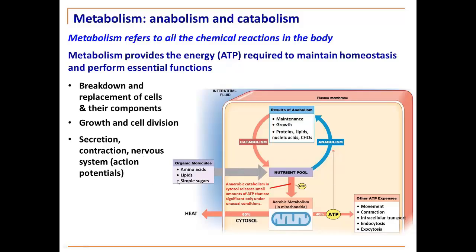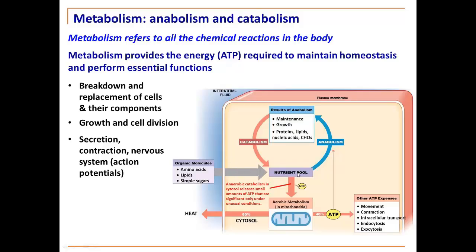So if we look at the little diagram that we've got at the bottom here, this is just showing a cell and around it the interstitial fluid, because that's the fluid that bathes the cells. And in there, you'll have some nutrients. So we've got amino acids, we've got lipids, and we've got simple sugars, such as fructose and glucose. And they get taken into the cells, and they make up our nutrient pool.